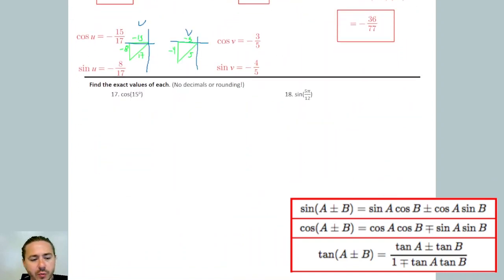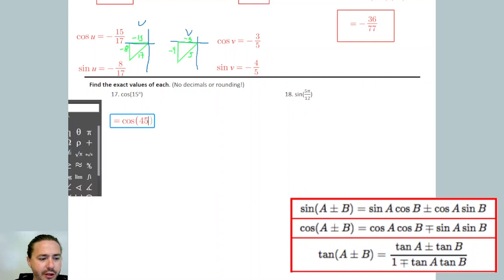Okay, so if I want to evaluate cosine of 15, I need to find two angle measures that either add up to 15 or subtract. And so the ones I can think of off the top of my head are going to be 45 minus 30, both of which are angle measures on the unit circle. So we can use the difference identity to rewrite this. So I'm going to look over there and say, okay, well, that's going to be cosine of 45.